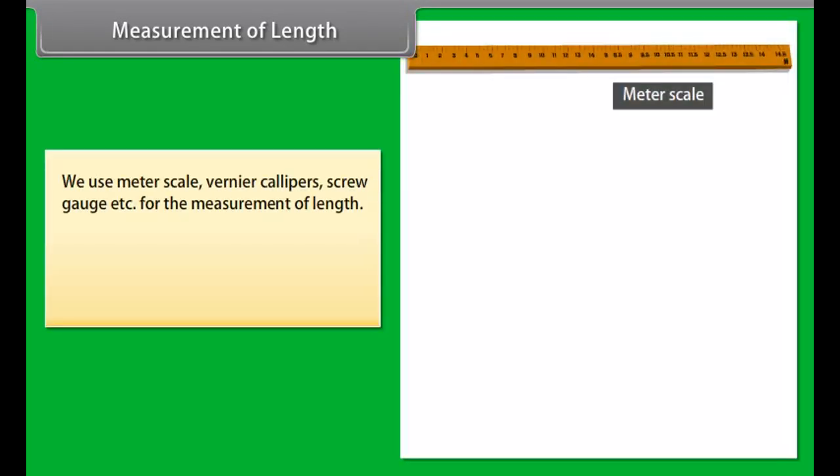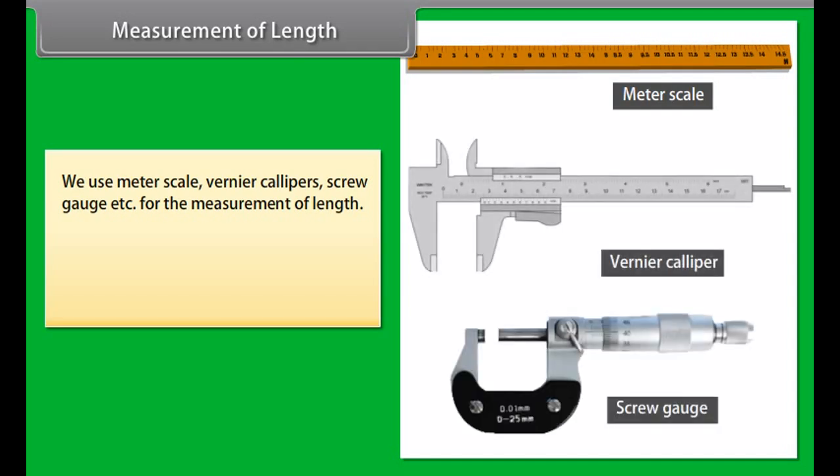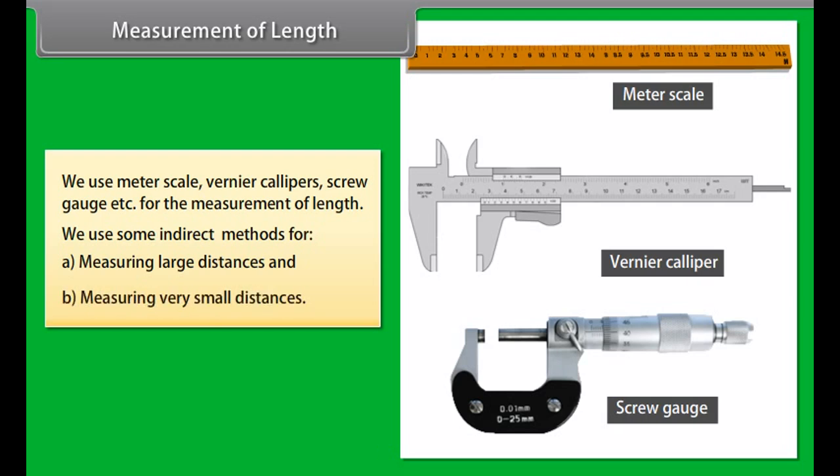Measurement of length. As you know, we use meter scale, vernier calipers, screw gauge, etc. for the measurement of length. We use some indirect methods for A, measuring large distances and B, measuring very small distances.